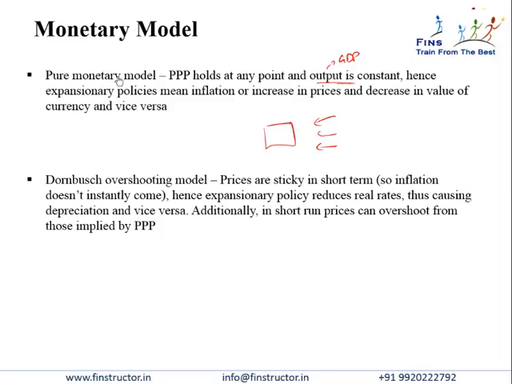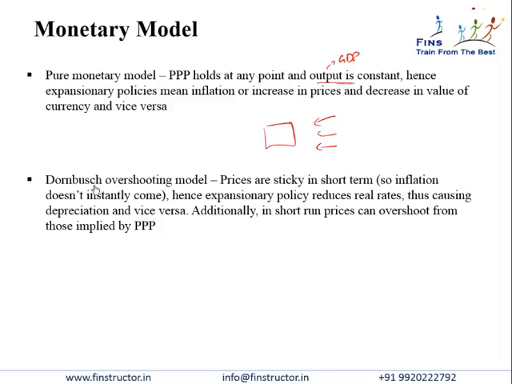So the pure monetary model says that monetary policies have a direct impact on inflation. Rather, it doesn't focus on fiscal policies. It focuses more on monetary policies. Fiscal policy is constant and monetary policy has a direct impact on inflation. So if monetary policy is expansionary, inflation will be high, causing a depreciation instantly, and vice versa.